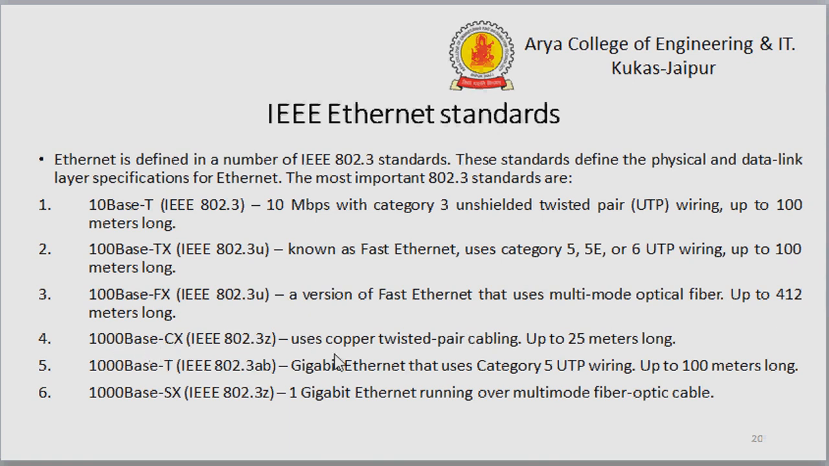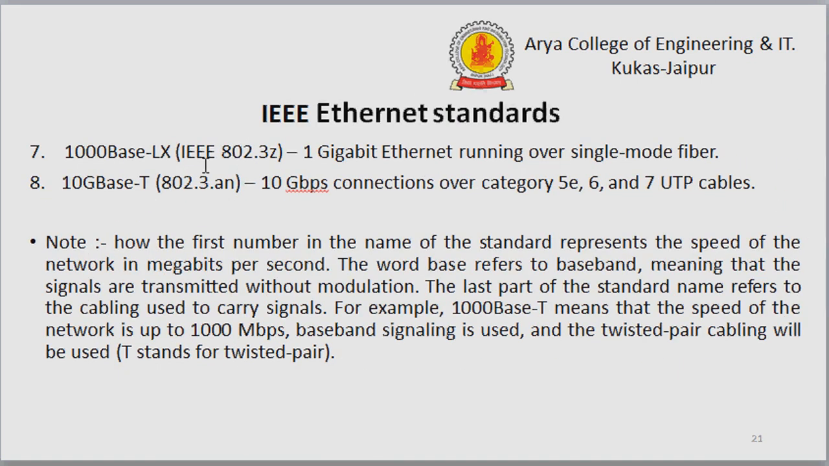1000BaseCX uses copper twisted pair cabling up to 25 meters long. 1000BaseT is gigabit Ethernet that uses category 5 UTP wiring up to 100 meters long, and 1000BaseSX is 1 gigabit Ethernet running over multi-mode fiber optic cable. 1000BaseLX is gigabit Ethernet running over a single mode fiber. 10GBaseT gives 10 Gbps connections over category 5E, 6 and 7 UTP cables.